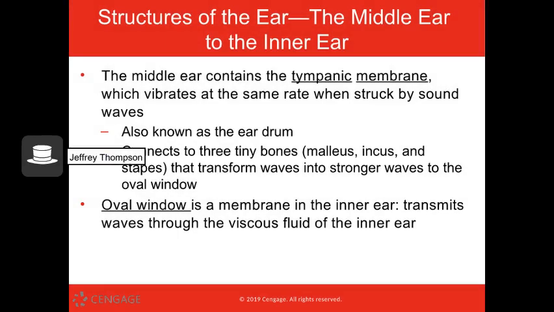The middle ear contains the tympanic membrane, which vibrates when it is struck by sound. It's also known as the ear drum. There are three very small bones, the malleus, the incus, and the stapes, and they help transform waves into stronger waves to the oval window. The oval window is a membrane in our inner ear, and that transmits waves through the viscid fluid of the inner ear.